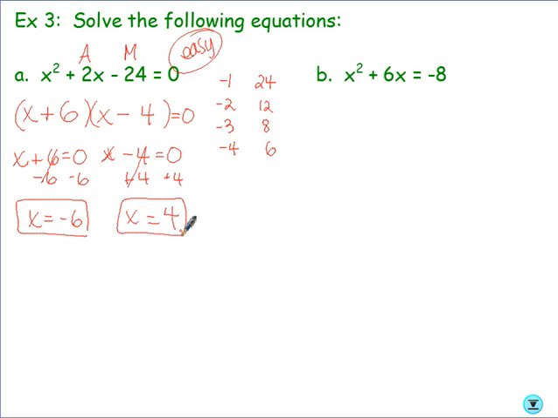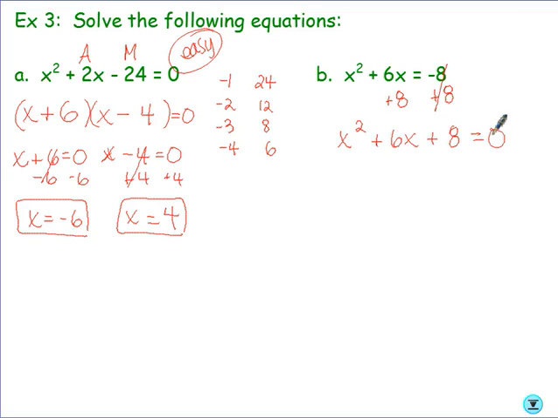Part B, you needed to get 0 first. Well, x squared's positive, leave him alone. I'm going to move this guy. I'm going to add 8 to both sides. Are any of these like terms? No. So you should have had x squared plus 6x plus 8 on your paper.